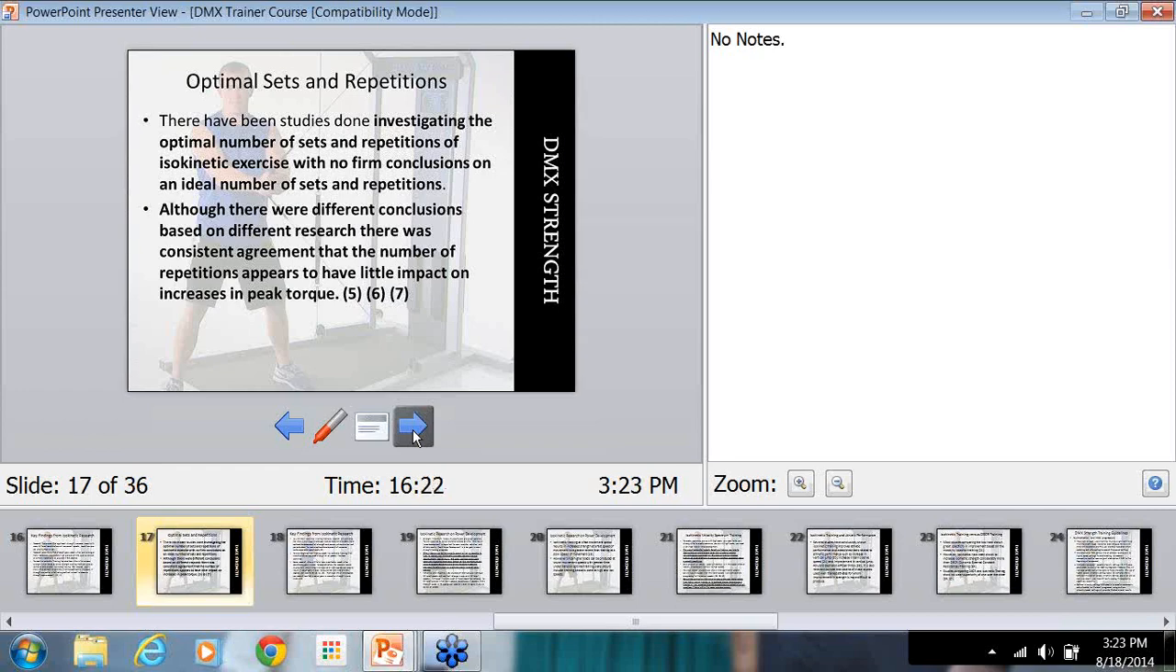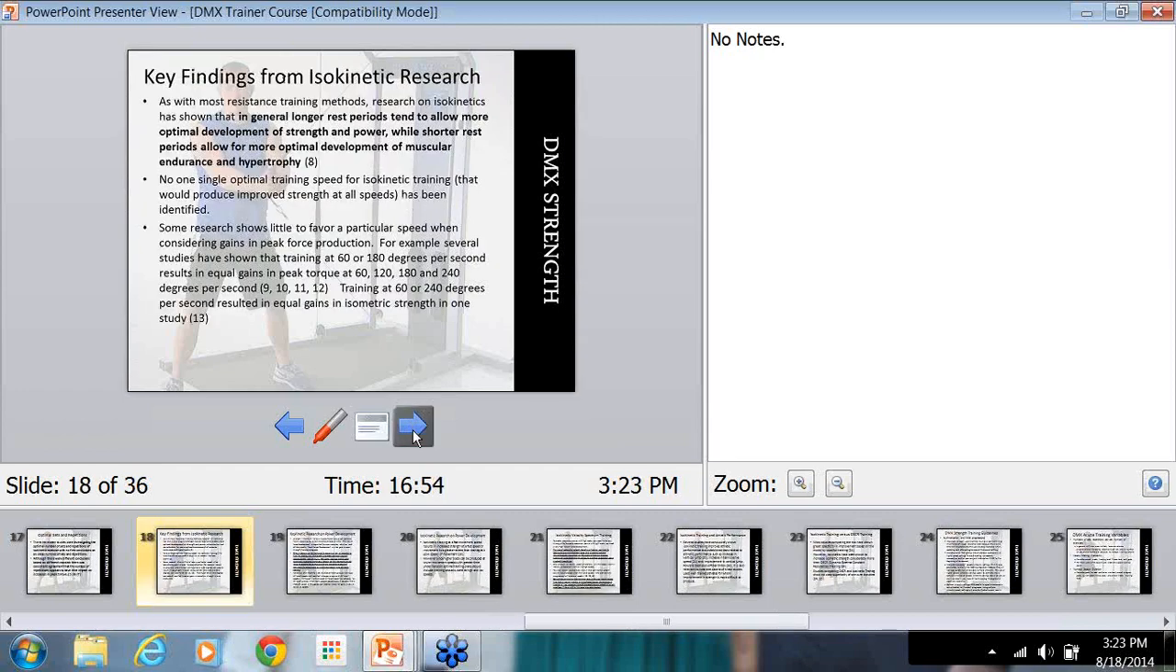Although there were different conclusions based on different research, there was a consistent agreement that the number of repetitions appears to have little impact on increases in peak torque. What does this mean? It means that whether you're doing sets of 5, 25, or 30, or 30-second sets, or one-minute sets, or a minute-and-a-half sets, they all tend to allow you to improve your peak torque, or the force that you can produce at the end of the lever system. So it all kind of works again. There are lots of different ways that this can be deployed in strength training.